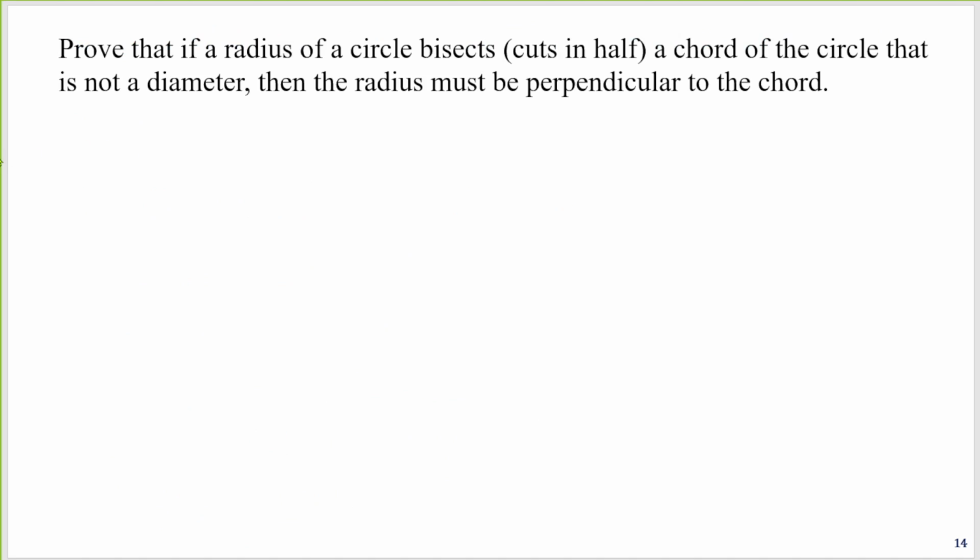Another exercise. Can you prove that if a radius of a circle bisects, or cuts in half, a chord of the circle that is not a diameter, then the radius must be perpendicular to the chord? There's no diagram here, so it's better to draw the diagram by yourself.